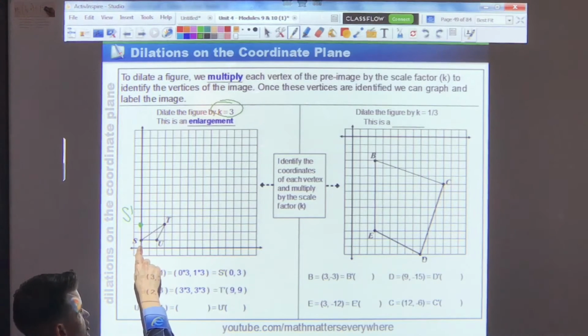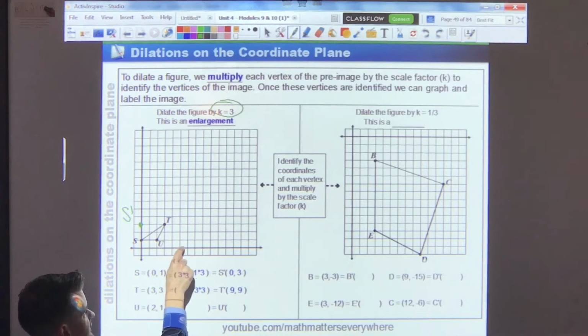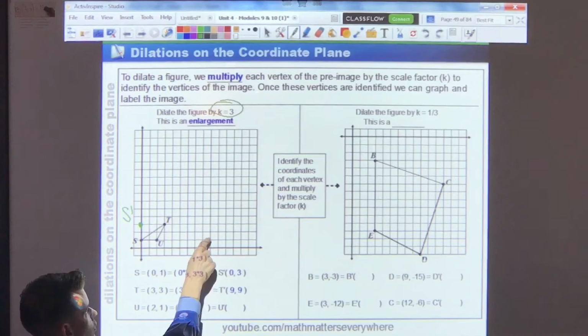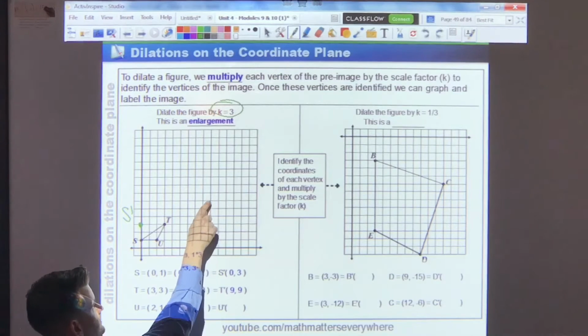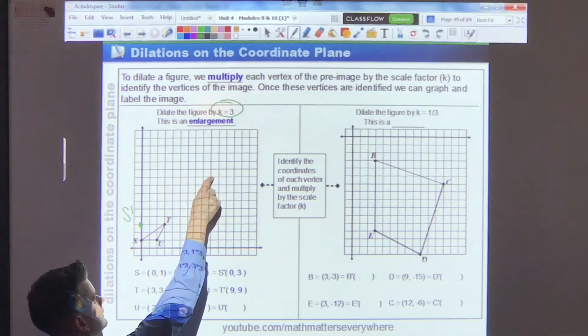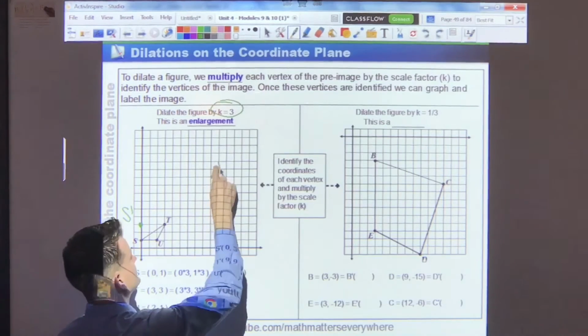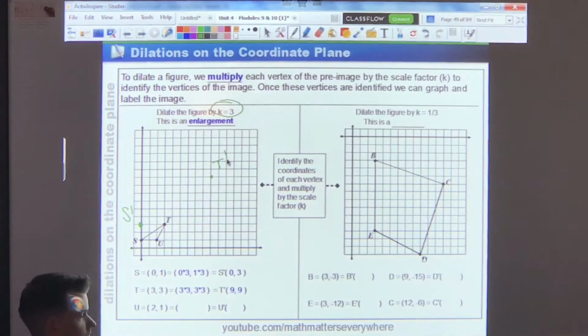So we go. This is the origin. 1, 2, 3, 4, 5, 6, 7, 8, 9. 1, 2, 3, 4, 5, 6, 7, 8, 9. And that is my T prime.